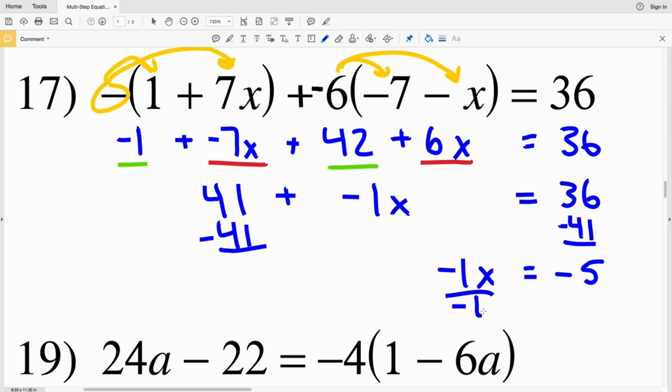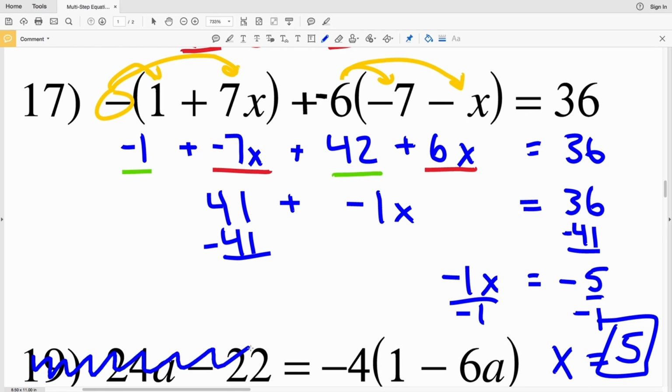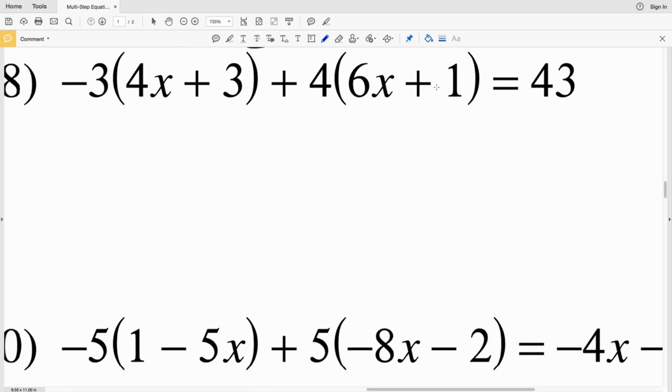Then I just need to divide by negative 1 on both sides, and that's going to give us that x is equal to a positive 5. Remember, ignore this equation here because this is a later equation. So x equals positive 5 for number 17. Let's move on to number 18.